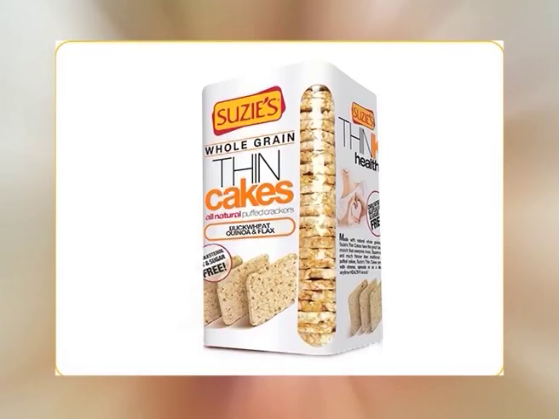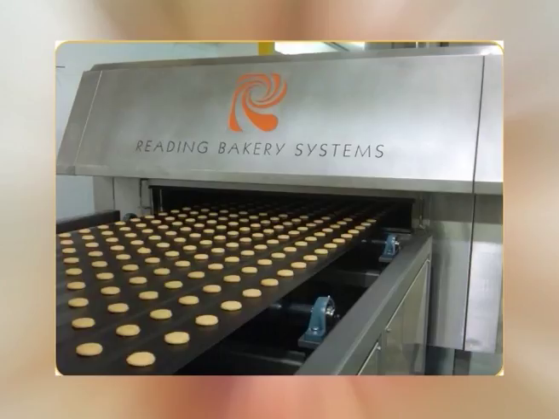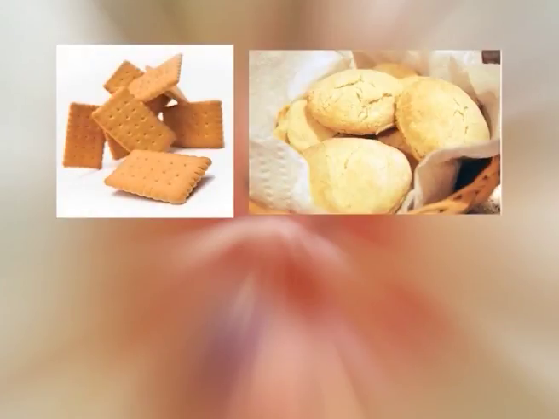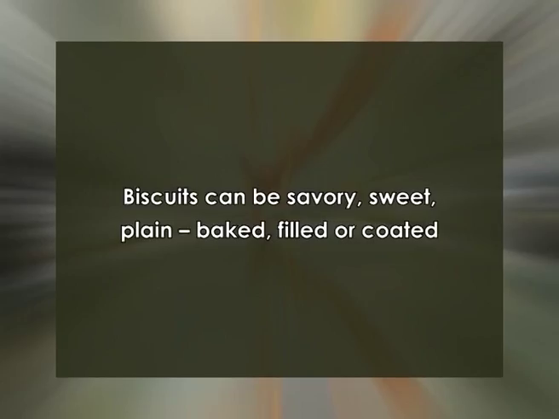Biscuit is made in thin cakes of various shapes and baked as crisp and short. Biscuits are oven-baked food items with greater nutritive value than plain bread of equal weight. They are classified as hard, soft, and bitter biscuits. They can be savory, sweet, plain, baked, filled, or coated, or a mixture of several of these options.